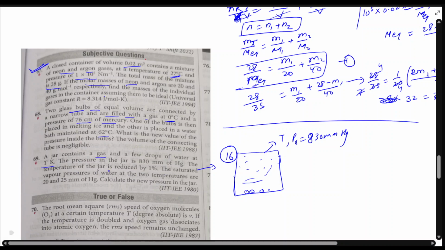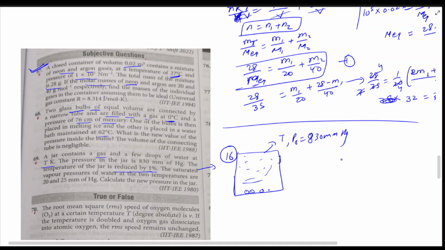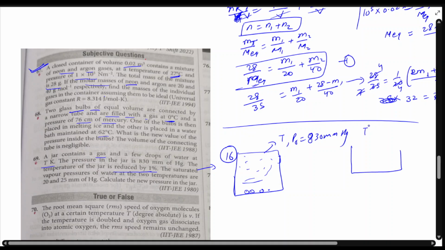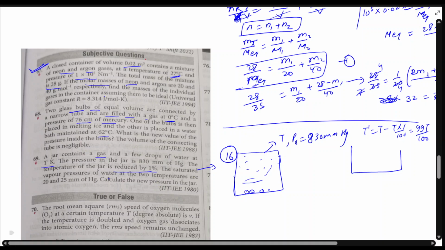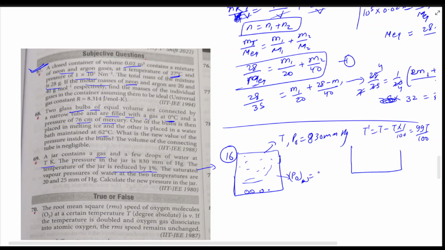Now the temperature of the jar is reduced by 1 degree Celsius. So the new temperature will be T minus 1%, so it will be 99 T by 100, right? The water is saturated at that temperature. So here P naught of water was 20 mm. And what will happen now?